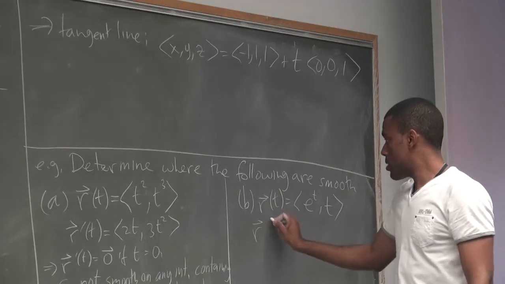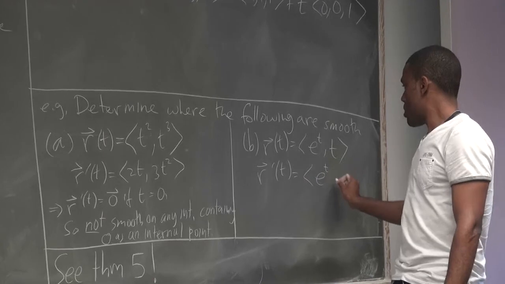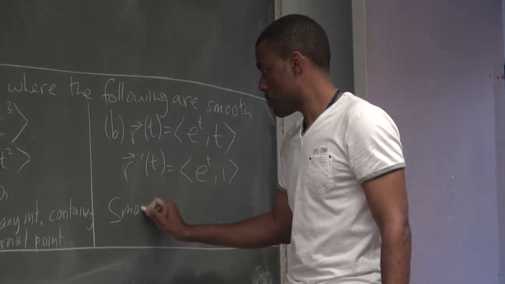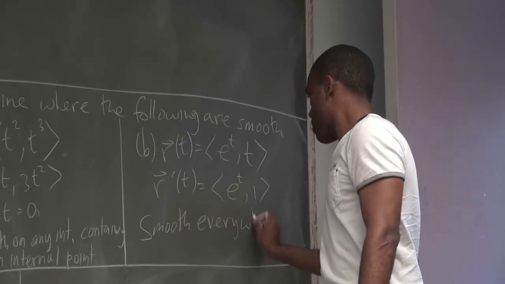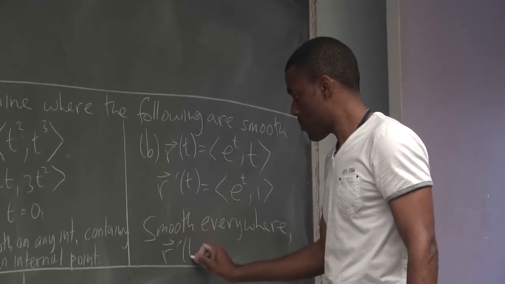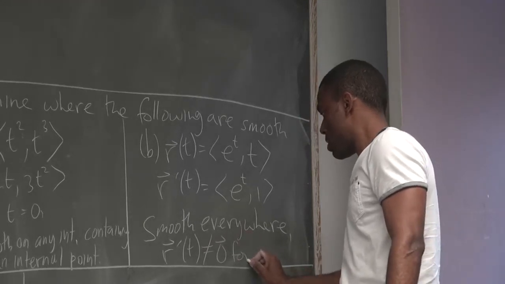This guy here, r prime would be that guy. So it's going to be smooth everywhere, because r prime is not 0 for any t.